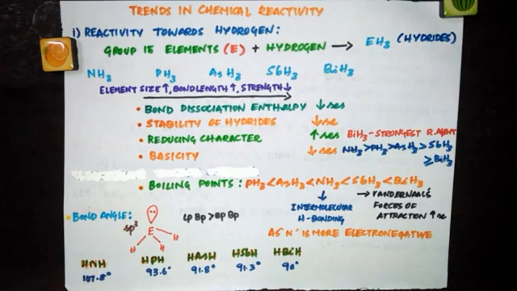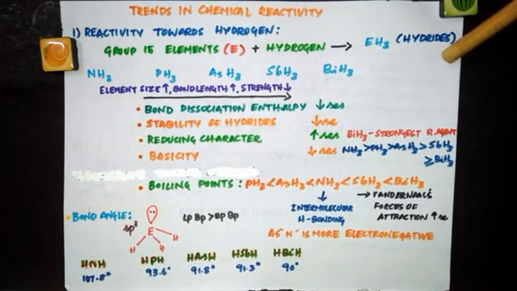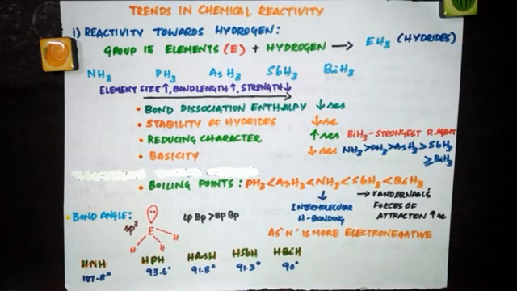First, let's start with reactivity of these elements towards hydrogen. All the members of this group form covalent hydrides of the formula EH3 with hydrogen. See, group 15 elements, let's represent them as E, react with hydrogen to give you EH3, called hydrides, and they are covalent hydrides, which means electrons are shared between the element and the hydrogen.